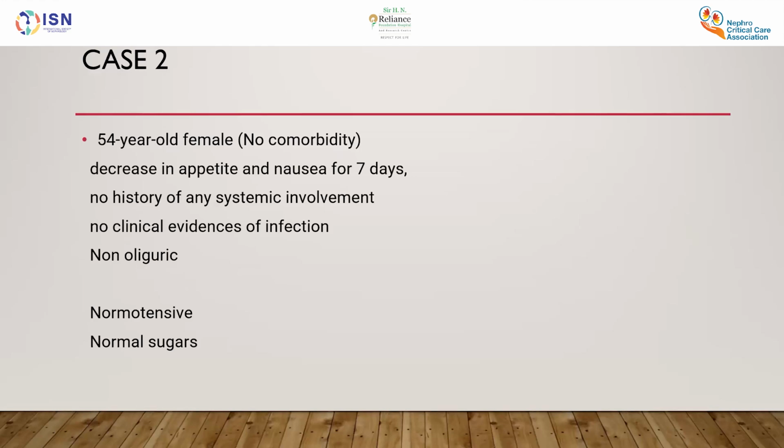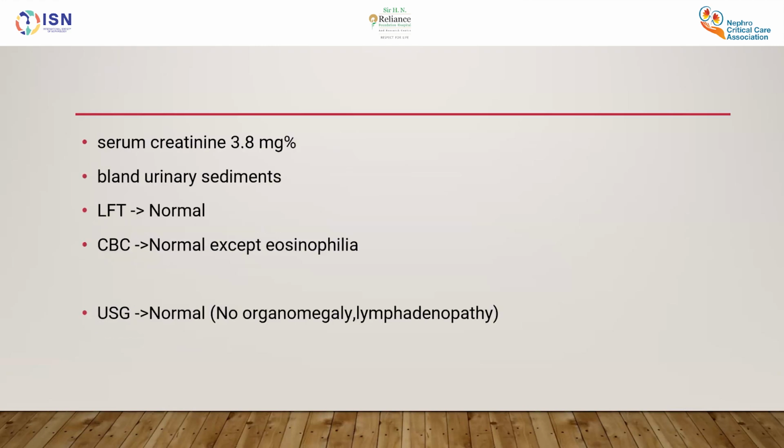Okay, please. So, a 54-year-old female without any comorbidity came with decreased appetite and nausea for 7 days, no history of any systemic involvement, no clinical evidence of infection, non-oliguric, normotensive, normal sugars. Creatinine in the OPD was found to be 3.8 mg%. Urine sediment was bland initially. LFT normal, CBC was normal except for some eosinophilia. USG was normal, no organomegaly or lymphadenopathy.